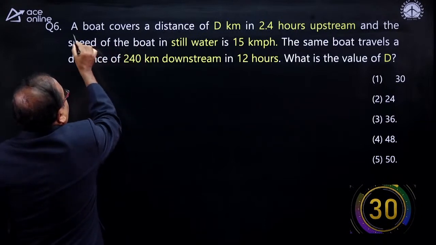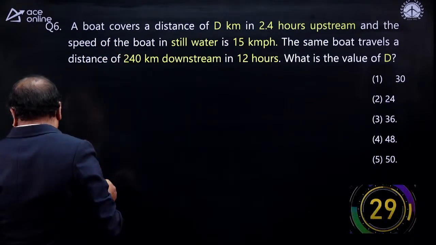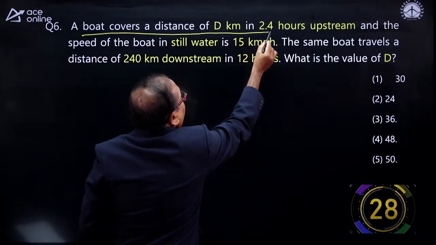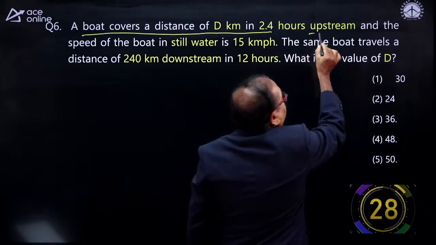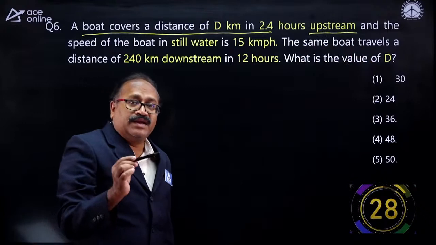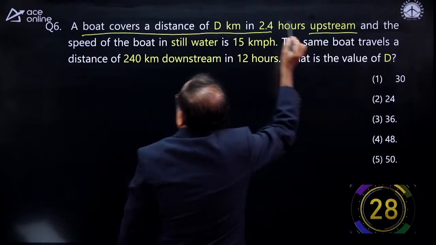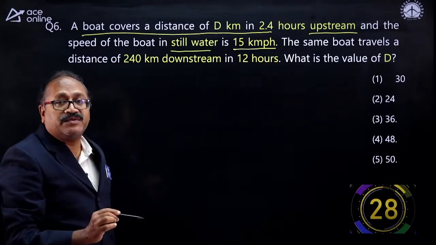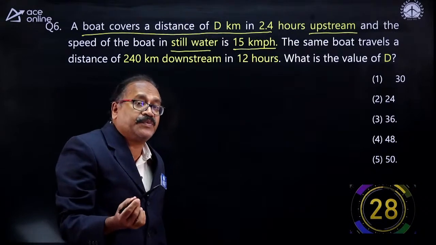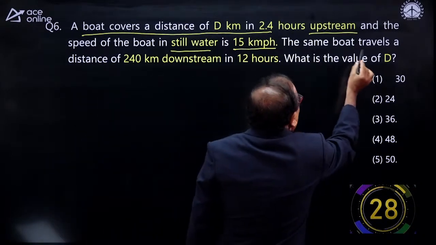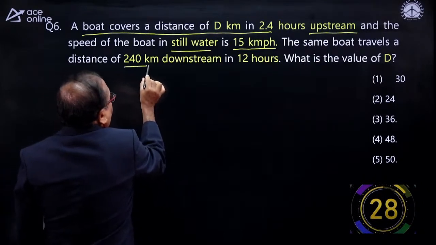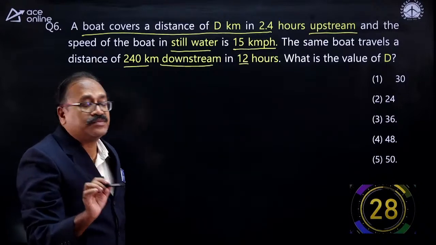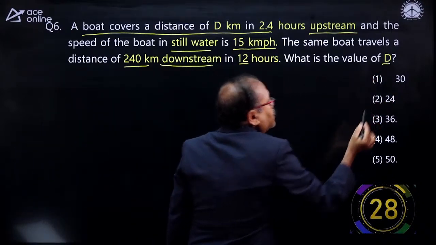Question 6. A boat covers a distance of d kilometers in 2.5 hours upstream, and the speed of the boat in still water is 15 km per hour. X is given to us; by default, we consider x as the speed of the boat. The same boat travels a distance of 240 km downstream in 12 hours. From here, we will get the downstream speed. Now, what is the value of d?